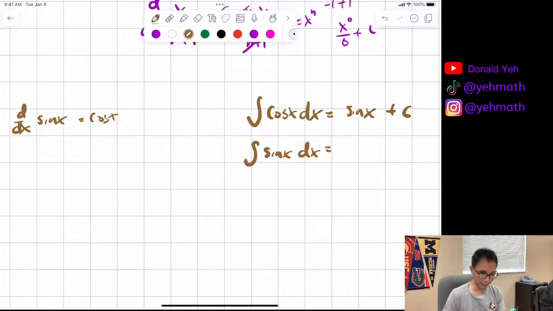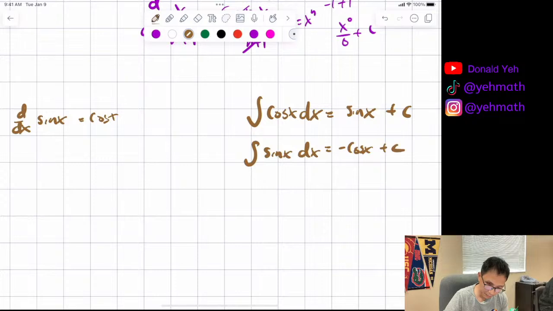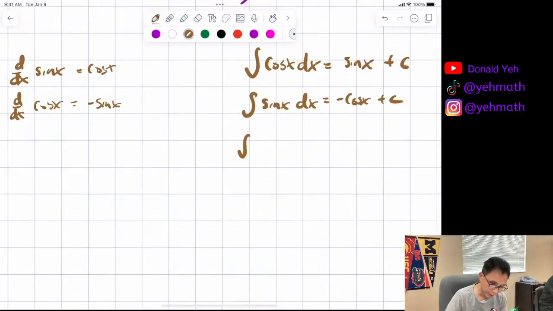Okay, yeah, it makes sense, right? Because you think about it, if I take a derivative of the cosine of x, it's going to give you negative sine of x. So therefore, integration of sine of x has to be, if I take a derivative of cosine of x, it's going to be negative sine of x. That's not right. So if I take a derivative of negative cosine of x, it's going to be negative sine of x, which is positive sine of x. Yep. Because derivative of cosine of x is equal to negative sine of x. So therefore is that.